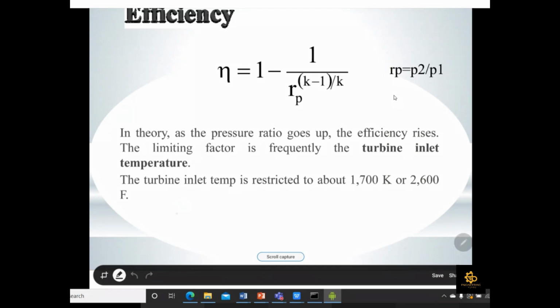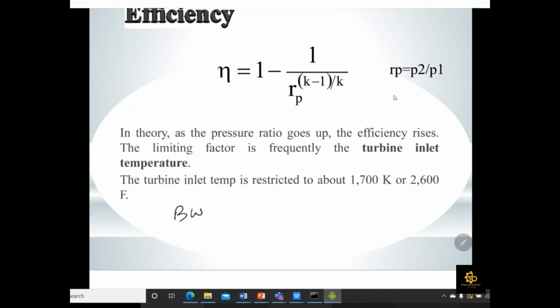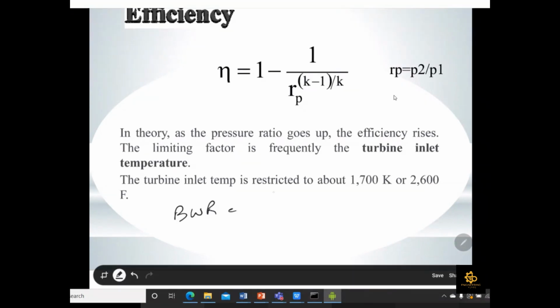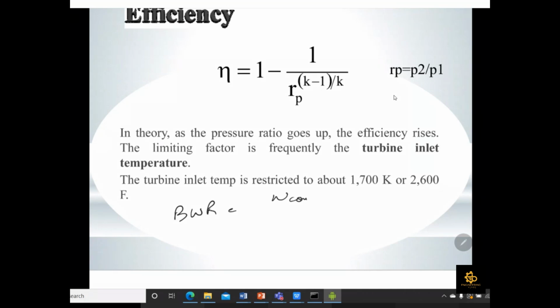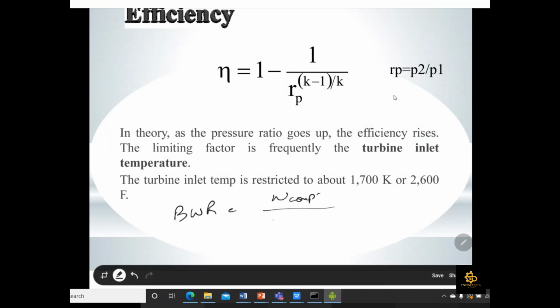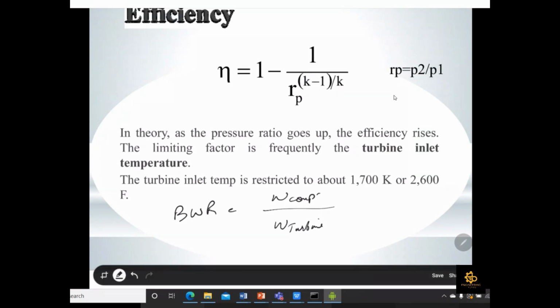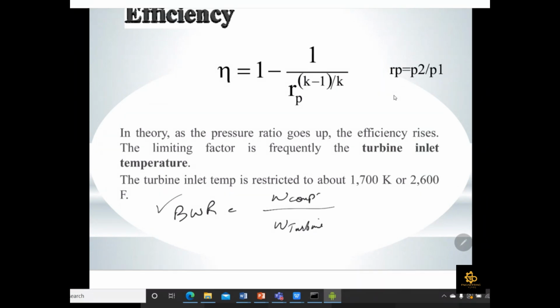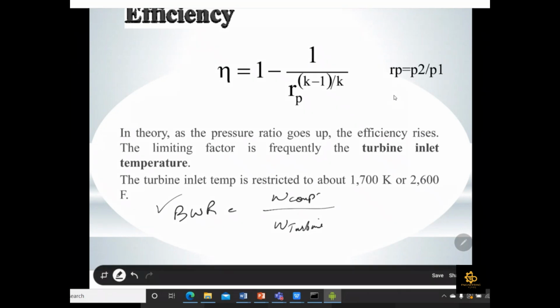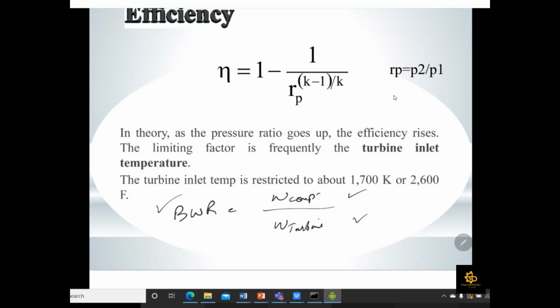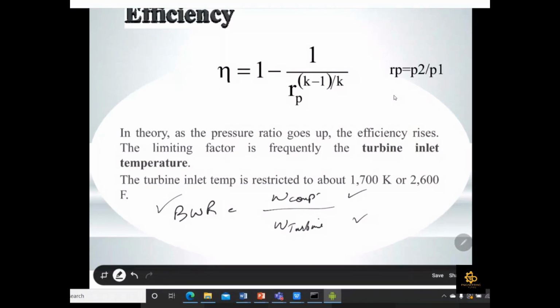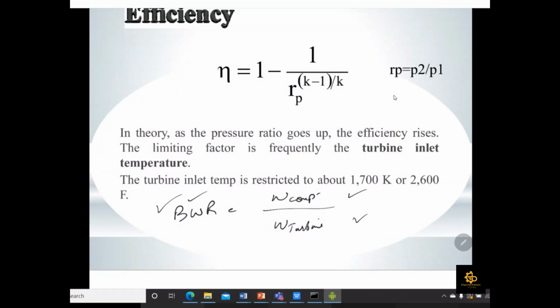The back work ratio, BWR, is equal to W compressor, which is the work done by your compressor, over your turbine work, W turbine. This is the ratio of these two terms. So if your problem statement asks you to find the back work ratio, you just divide your compressor work by your turbine work. This is the fraction of turbine work which is used to drive the compressor, and that we represent with the back work ratio.